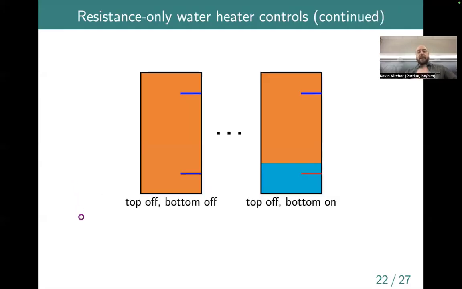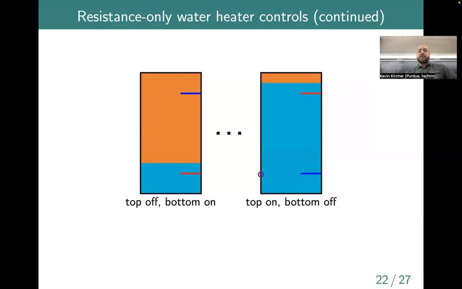So here's an illustration of that control logic. So we start off, say, with a fully charged tank. And then someone starts taking a shower. We begin getting cold water at the bottom of the tank. So here, orange means hot water, blue means cold water. And for the resistors, red means on and blue means off. So as soon as we start measuring cold down here, we would turn on the bottom heating element.